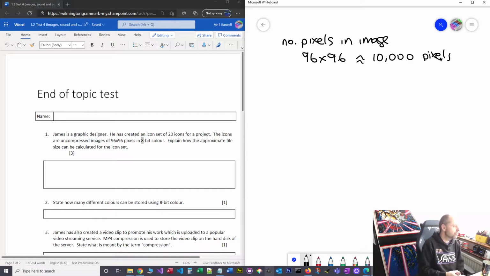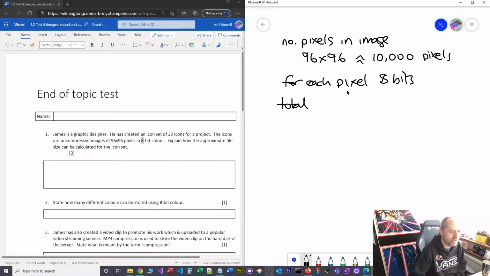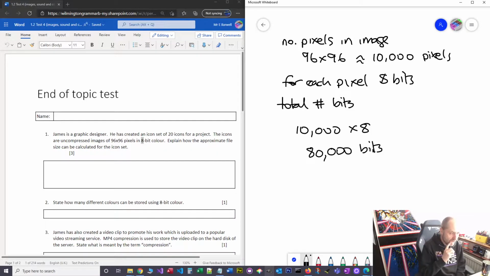Each of those pixels is 8 bits because we're using 8-bit color. So the color depth: for each pixel, it's going to take 8 bits. They've given us quite an easy thing here. The total number of bits to store the image data is going to be 10,000, remember this is approximate, times 8. So that's 80,000 bits. But we're clever. We know that 8 bits is what we call 1 byte. So if we divide that by 8, that gives us 10,000 bytes, approximately.